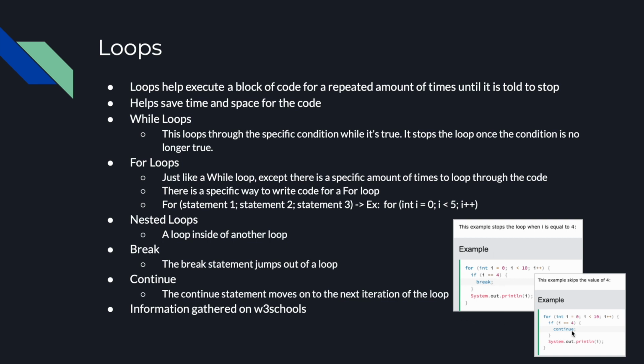And now moving on to continue, this is the exact same thing except it says continue instead of break. So because of this, that means it'll skip the 4th round of this for loop and then move on to the 5th one directly. So there won't be a System.out.print for this iteration.